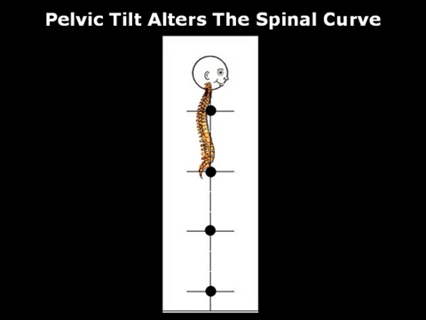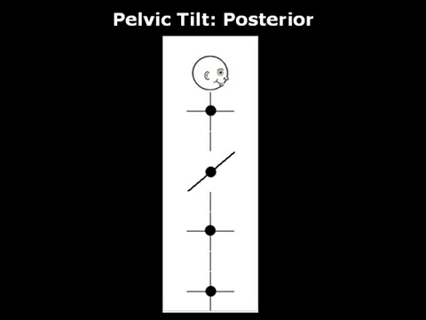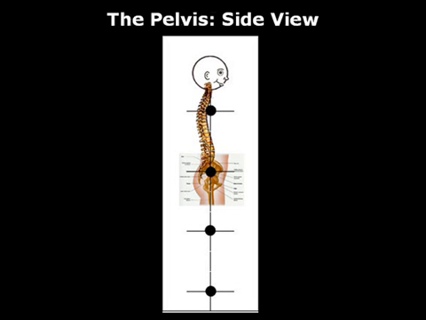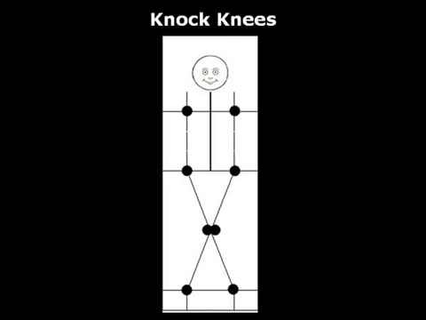So remember that the spine is designed to be an elongated S, but when the pelvis is in a posterior tilt or an anterior tilt, then the spine has to respond to that, and it loses its natural curve and becomes a C shape or an inverted J or even an I shape. And there is the pelvis and the spine together.